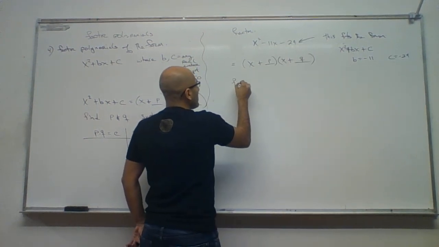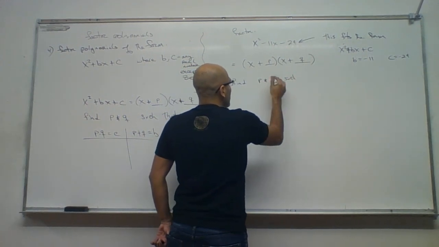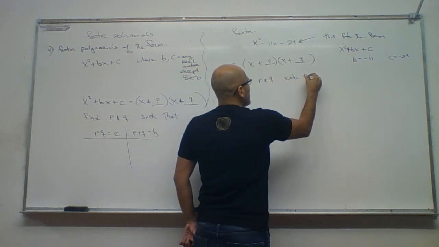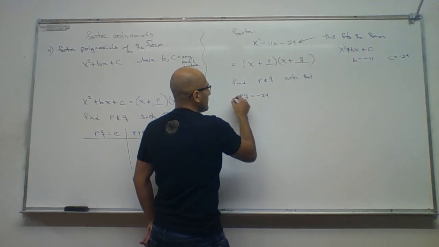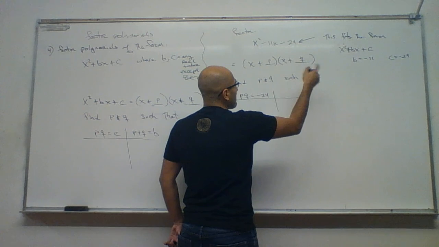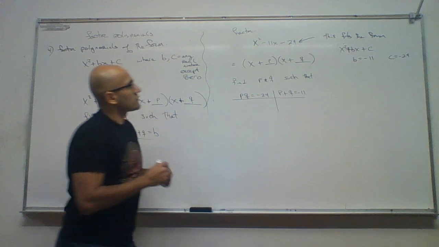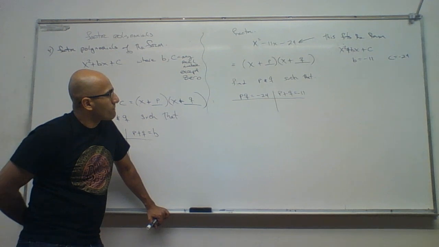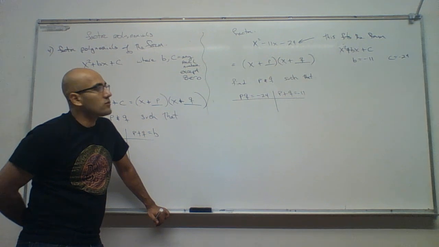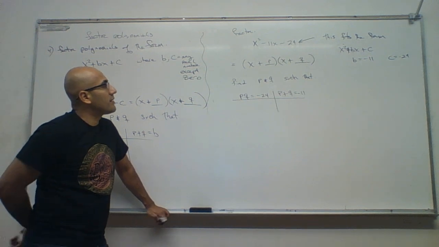So I want to find P and Q, such that P times Q equals negative 24, right? They multiply to negative 24, but at the same time they add to negative 11. P plus Q adds to negative 11. Can we think of those numbers? Do those numbers exist? They might not, right? So we got to think about our answers.